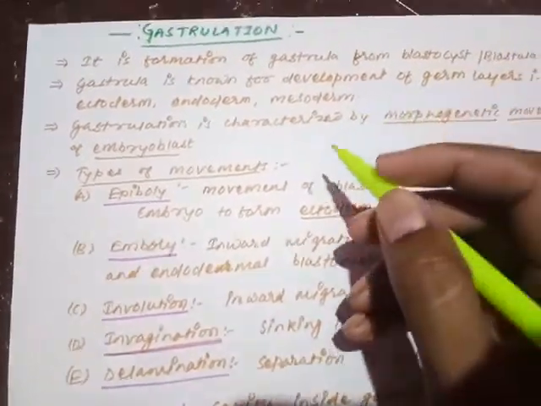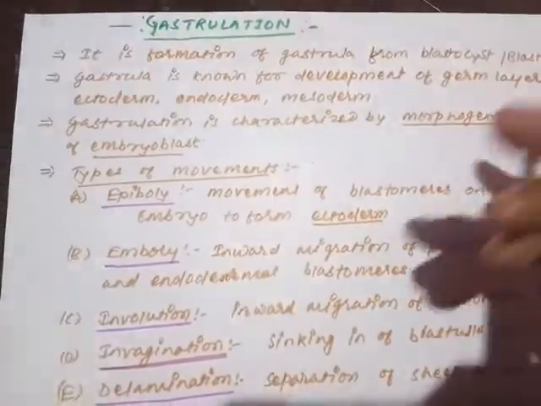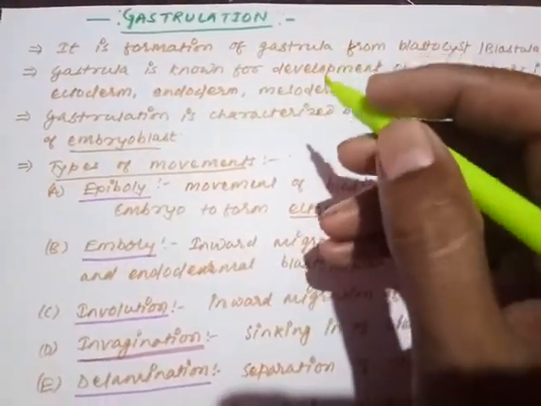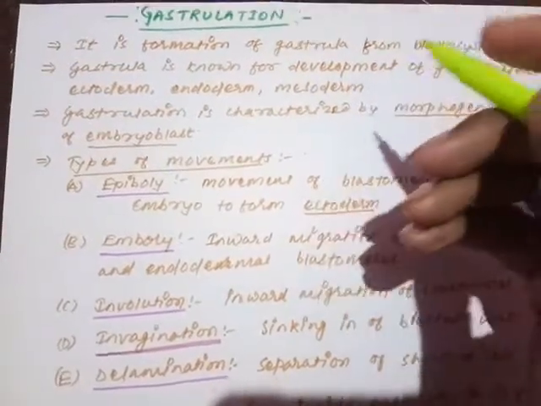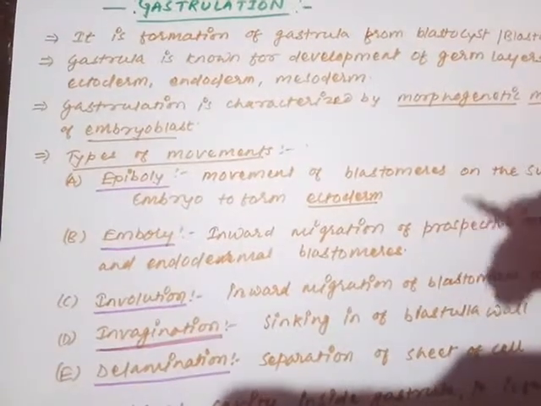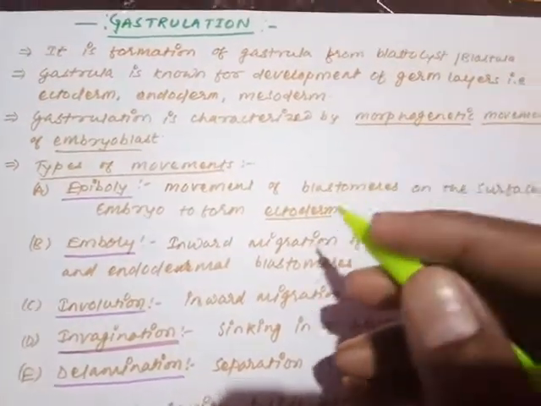Okay, moving on to the next embryonic developmental phase, that is called gastrulation. After blastulation, the next phase of embryonic development is called gastrulation. Gastrulation is the process of formation of gastrula. What is gastrula? Gastrula is an embryonic stage where the presumptive germ layers are being produced. The germ layers mean what? The ectoderm, endoderm and the mesoderm.